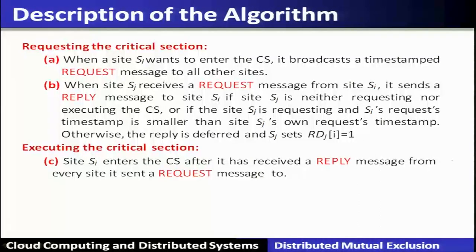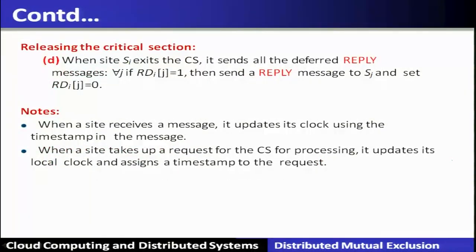Executing the critical section means that site Si enters the critical section if it has received a reply from every site it has sent a request message to. Releasing the critical section: when site Si exits the critical section, it sends all the deferred reply messages, which are maintained in the request deferred array, and sets the request deferred array to null. In this way, after receiving all the replies, the other waiting processes can enter the critical section.